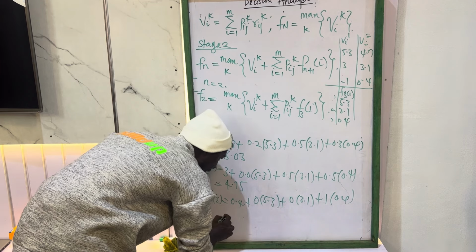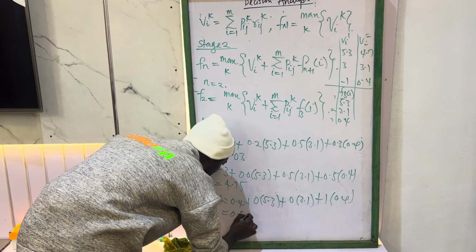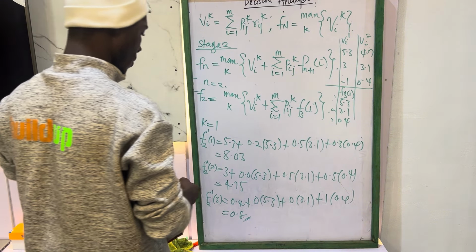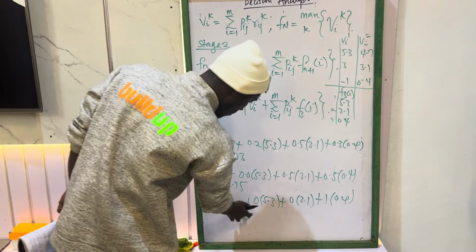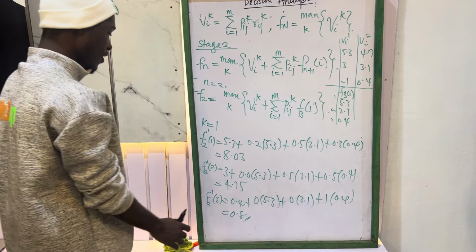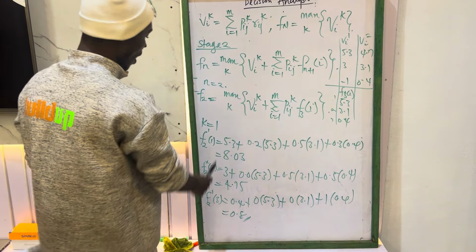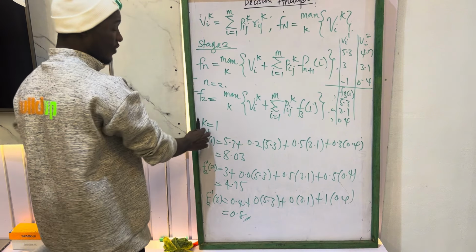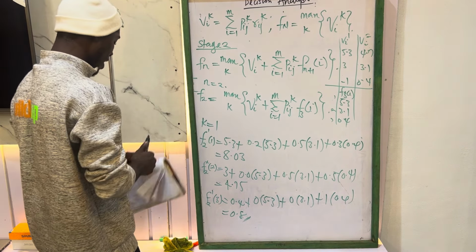So at the end of the day, we're going to get to, I think, 0.8. Yeah, that should be 0.8, because 0.4 plus 0.4 here gives us 0.8. So we have determined F1, F2, F3. This is for k equals 1. Now let us determine for k equals 2.